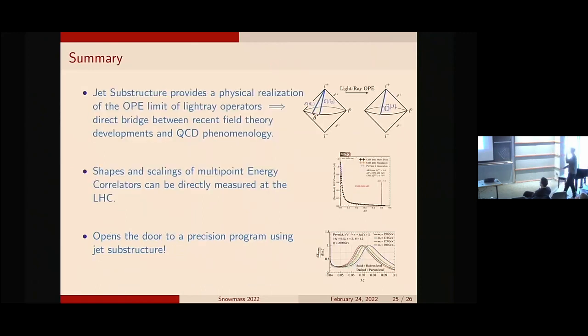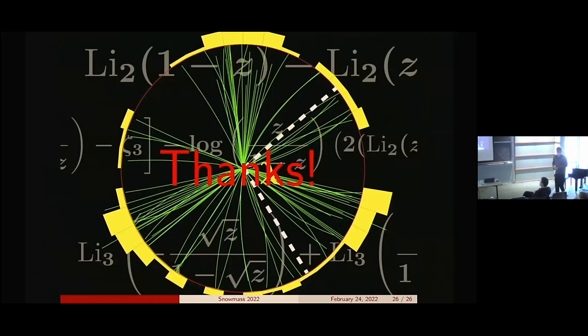And so just to conclude, one thing which I think is quite exciting for the LHC is that this jet substructure provides essentially a physical realization of the OPE limit of these light ray operators. And so it builds a direct bridge between a lot of recent field theoretic work and real world QCD phenomenology. And so I showed that these shapes and scalings of these multi-point energy correlators can be measured. And so these all behave beautifully, exactly as one would expect from the theoretical perspective. And so I think this really opens the door to a precision program using jets and jet substructure at the LHC or other colliders. So thank you for your attention.